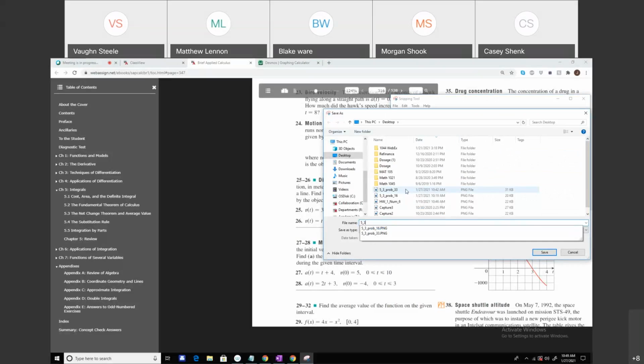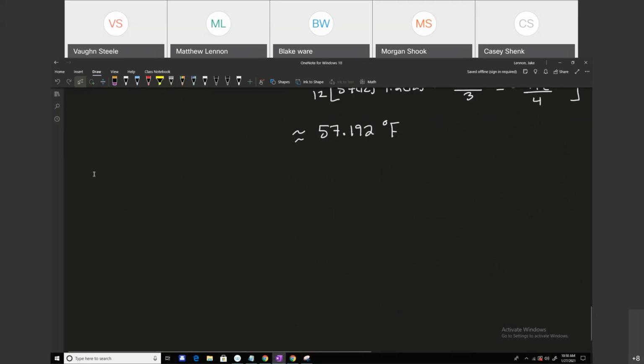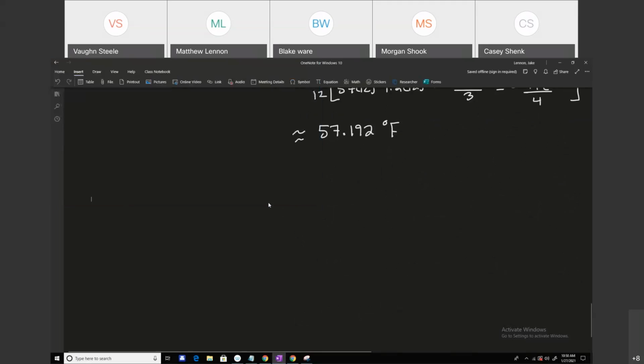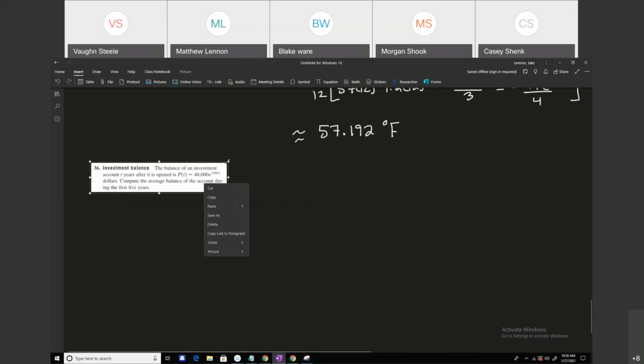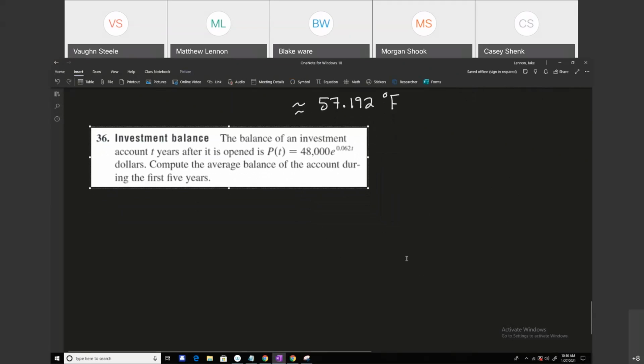So 5.3, 36. Okay, so that's good enough. Again, this is not too difficult. Just another basic integration problem. So the average balance here. The interval, it just tells us during the first 5 years.